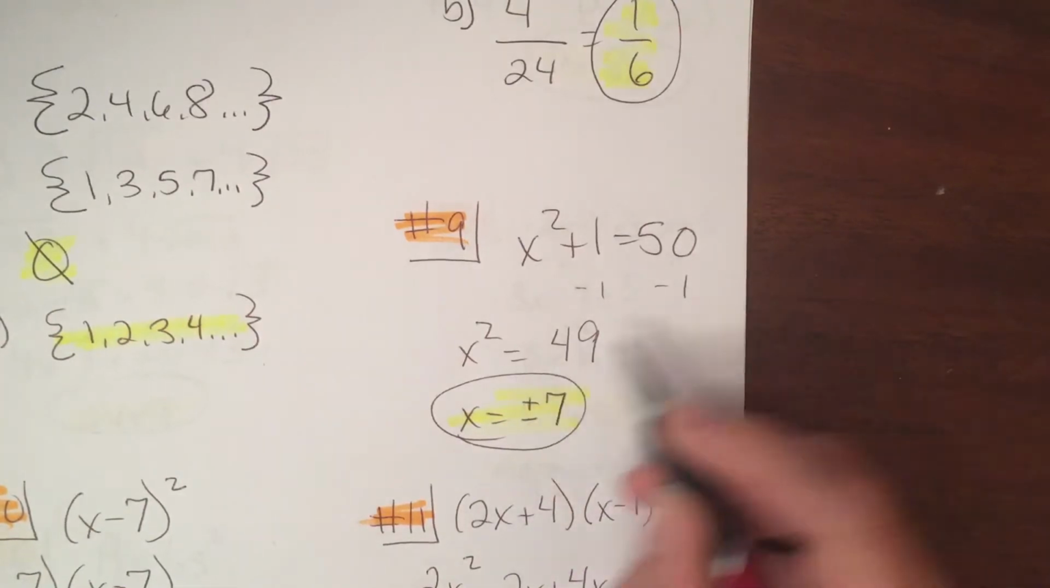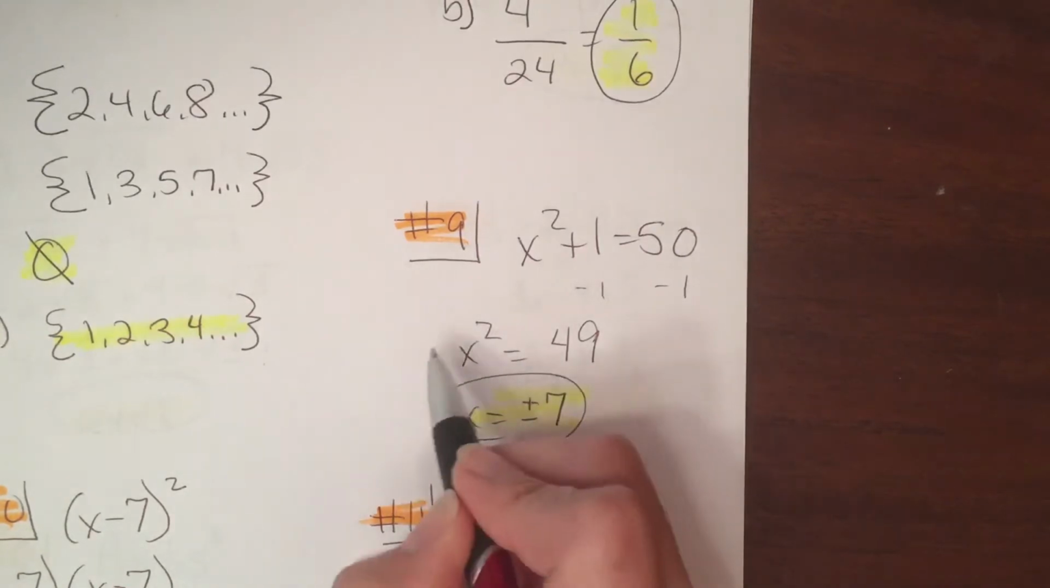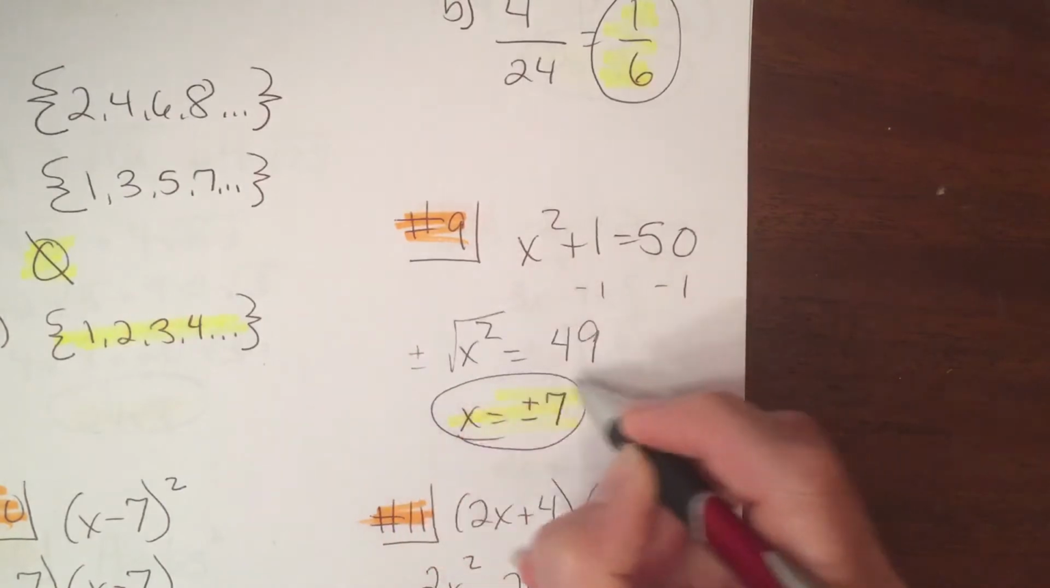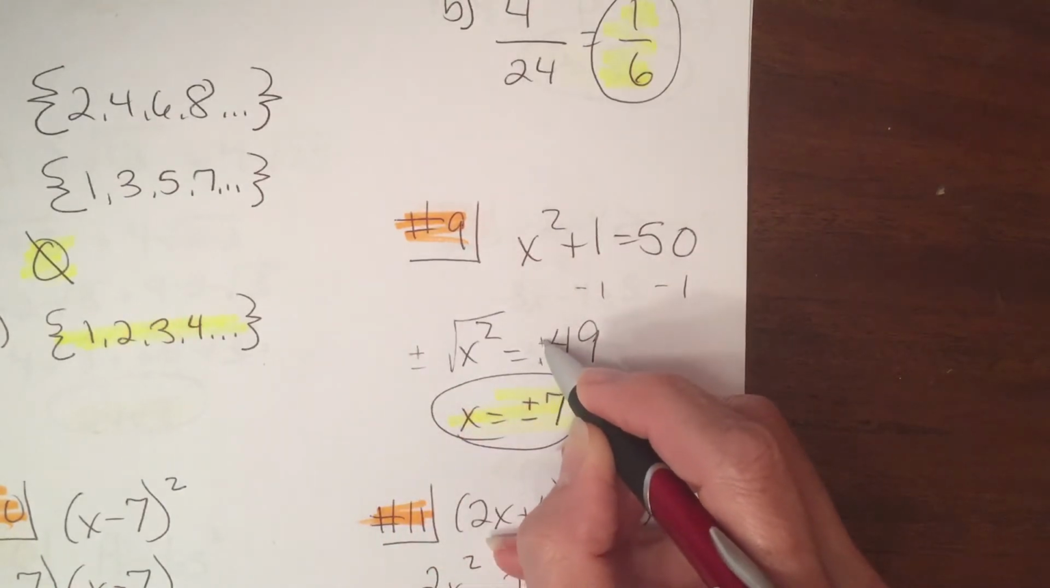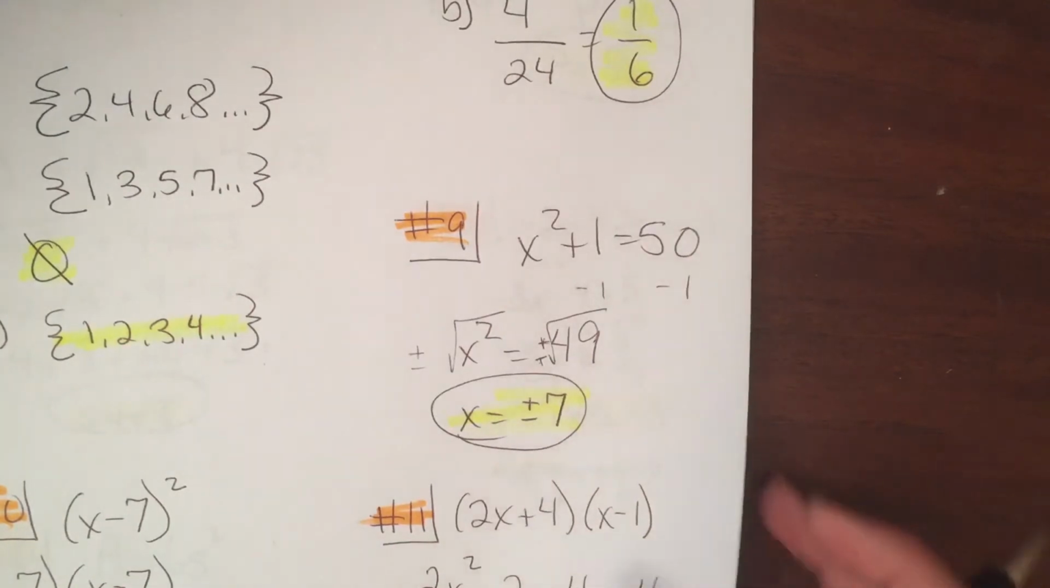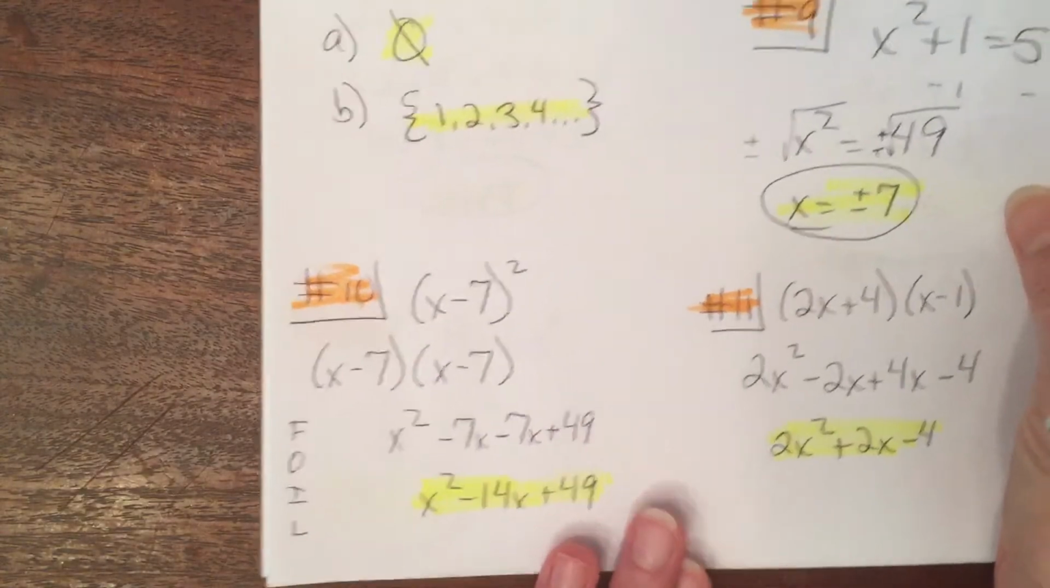Okay, so when we want to square root this, we think about plus or minus the square root. Plus or minus the square root of these. Okay? Number 10 was one of our FOIL problems.